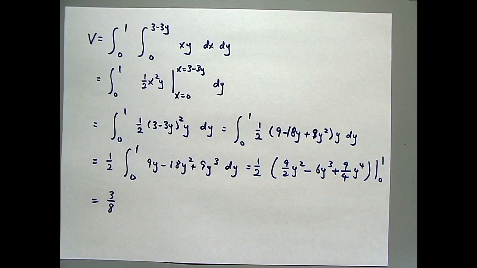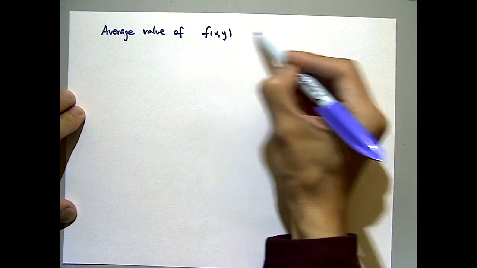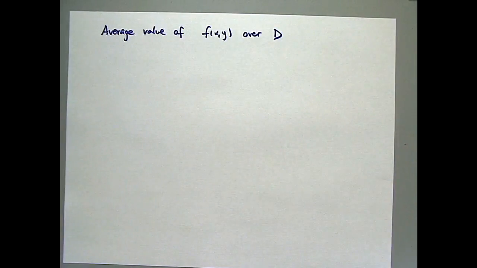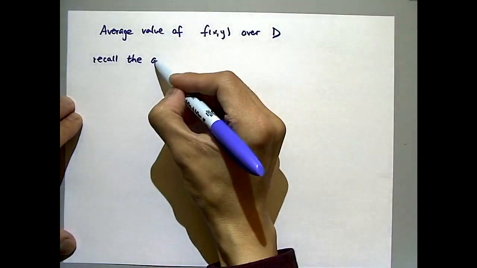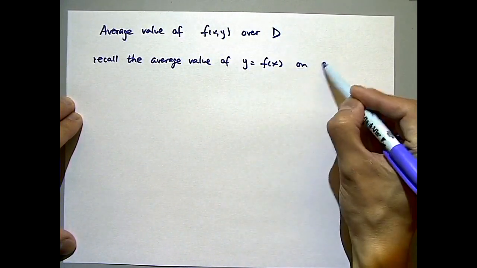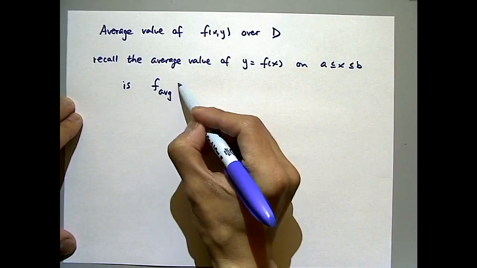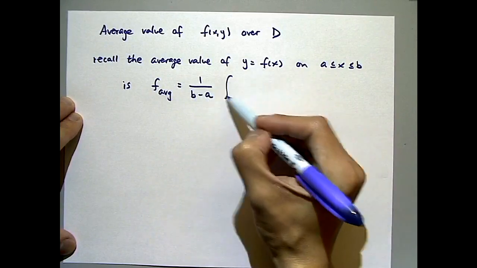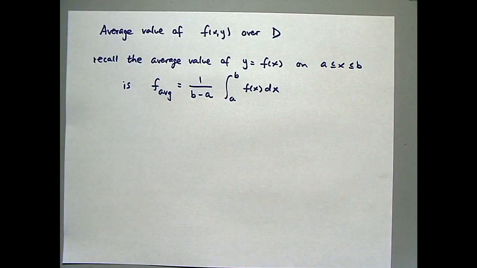Okay, one last thing to cover here. The last thing to cover here is the average value. You saw this formula before. The average value of y equal to f of x on the interval x going from a to b is 1 over b minus a, integral a to b, f of x dx. Right? You've seen this before.